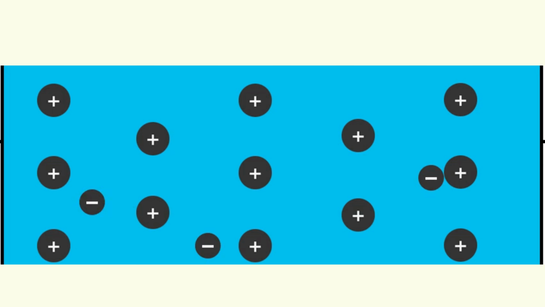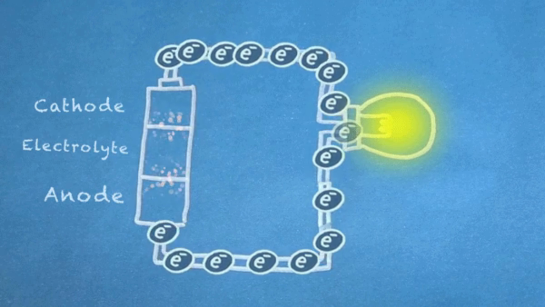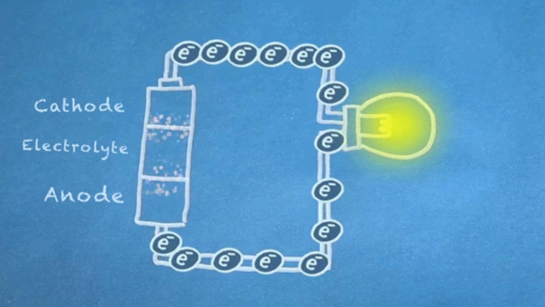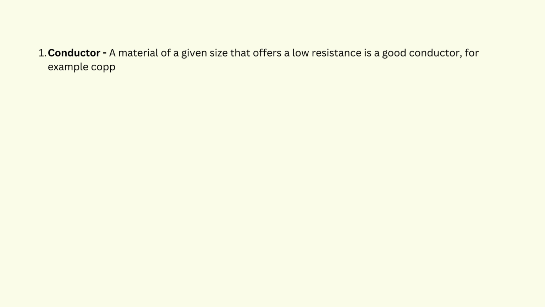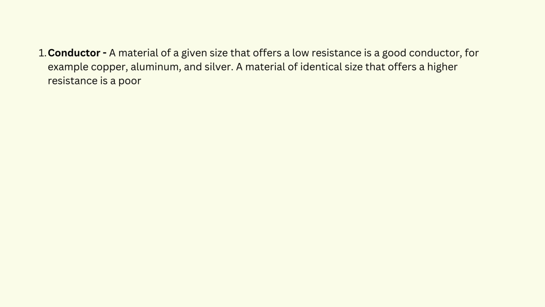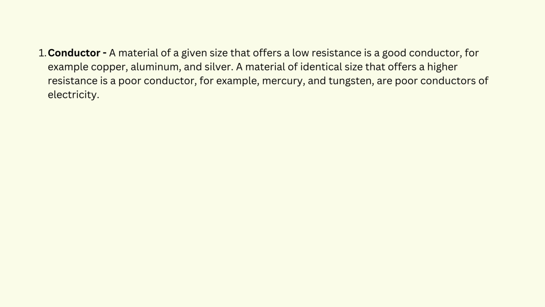Based on this concept of electric resistance, all the substances can be divided into 3 categories according to their ability to allow electric charges to pass through them. Number 1, conductor. A material of a given size that offers a low resistance is a good conductor. For example, copper, aluminum and silver. A material of identical size that offers a higher resistance is a poor conductor. For example, mercury and tungsten are poor conductors of electricity.